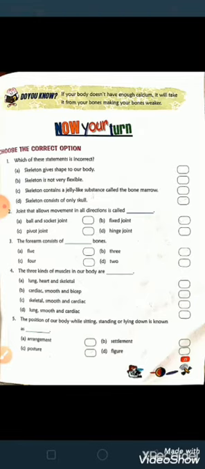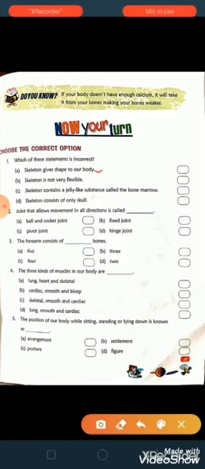So first one, which of these statements is incorrect? Incorrect means wrong. Which of these statements is wrong? First one, skeleton gives shape to our body. Skeleton is not very flexible. Skeleton contains a jelly-like substance called the bone marrow. Skeleton consists of only skull.